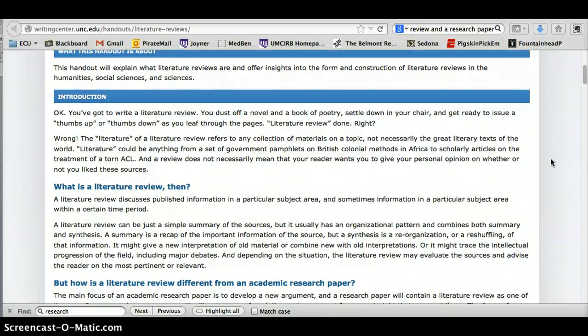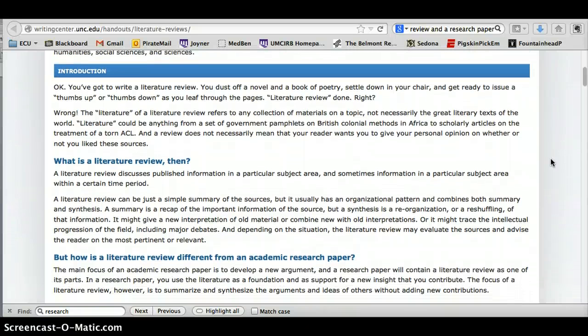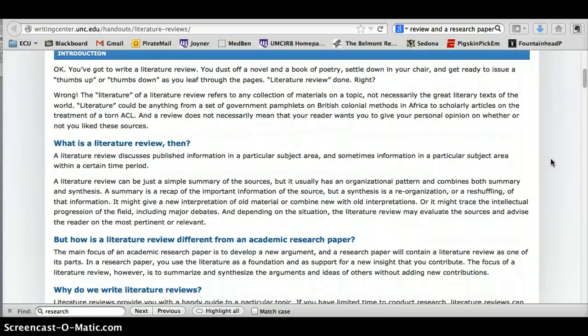One thing I do want to point out is that it tells you a little bit about what a literature review is, and then it says what it isn't, which I think is very important, and it's something I definitely want you to take from this class. Right here, you see a question: how is a literature review different from an academic research paper? And then it answers it, so I want to talk about this a little bit.